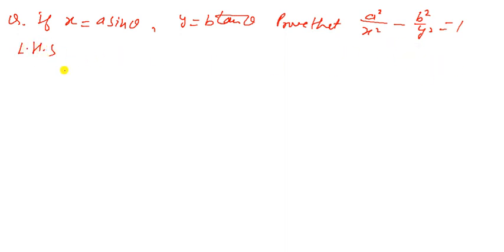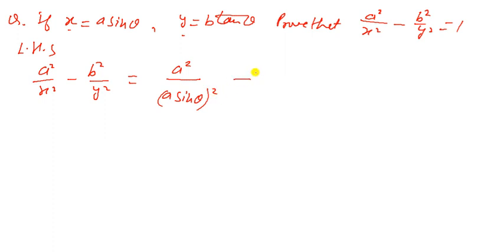Now how can we check? Take the left hand side of this part. It is a square upon x square minus b square upon y square. Now I put the values of x and y. X is a sin theta, so you can write a sin theta whole square, and minus b square upon b tan theta whole square.